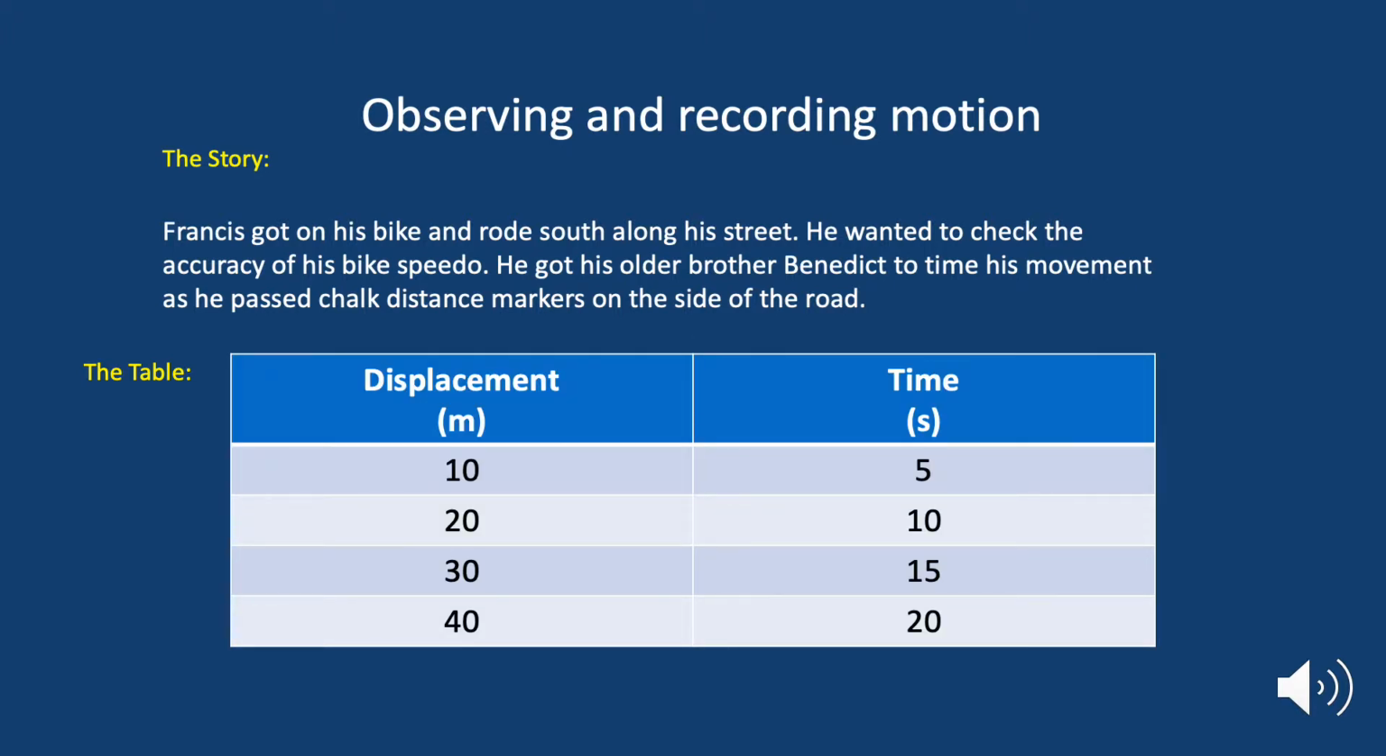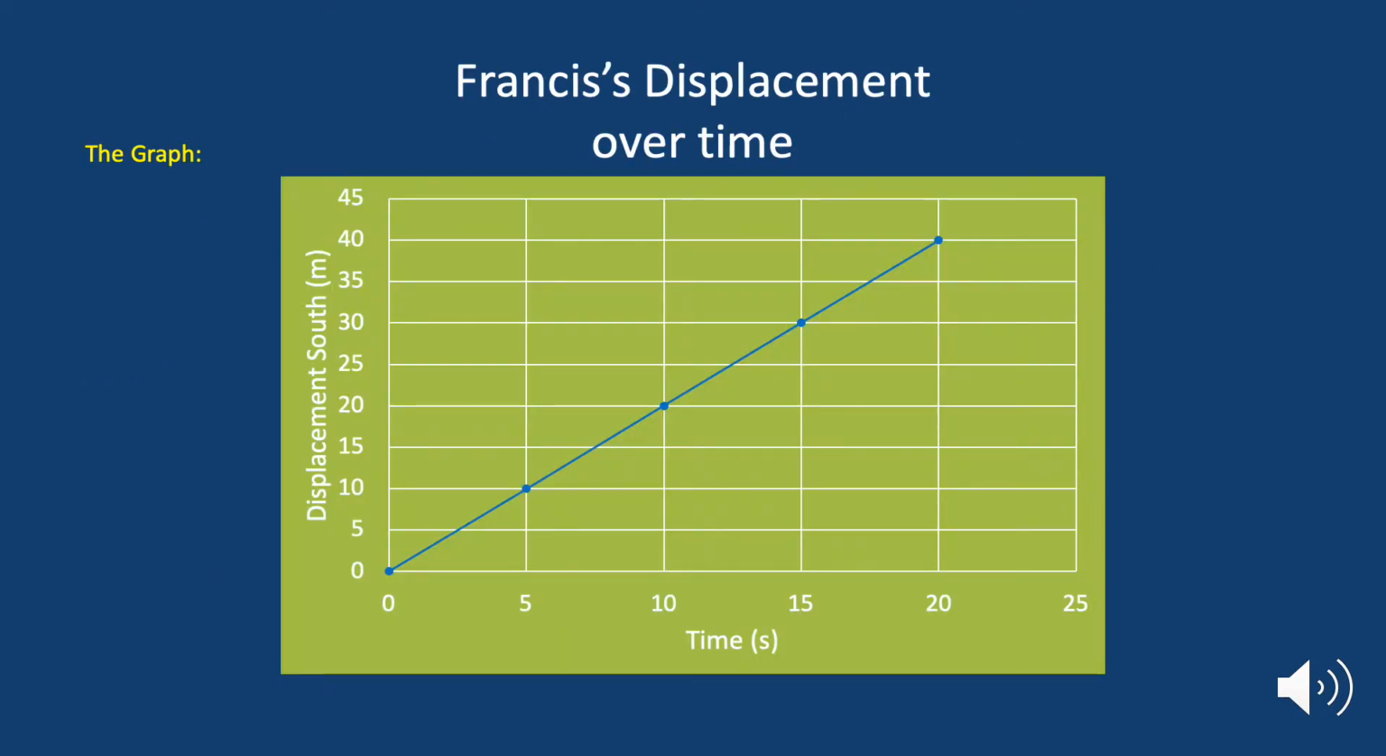In one column, displacement with the units in meters. In the other column, time with the units being seconds. He takes the data and he transfers it to a graph. This is a displacement time graph. We see a nice line moving upwards to the right.